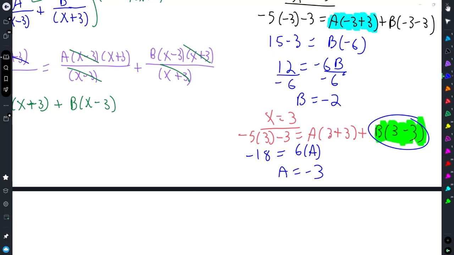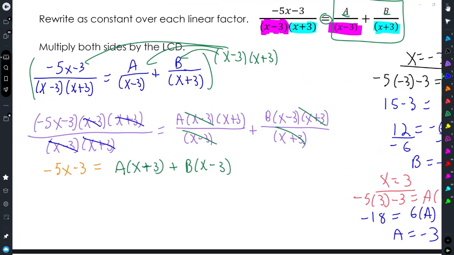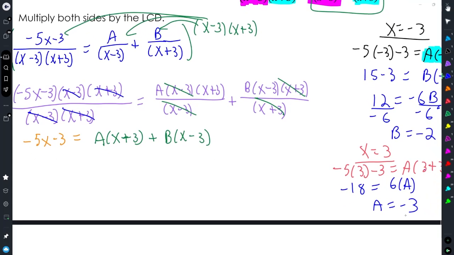Now, something to point out, what if back here I did x plus 3 right here and x minus 3 right there? Does that make a difference? No, that's not going to make a difference, because whatever we set up, no matter whether we called it A or B, whatever we have on top of the x minus 3 factor is going to be negative 3. Whatever you have above the x plus 3 factor is going to be negative 2, whether you called it A or B.